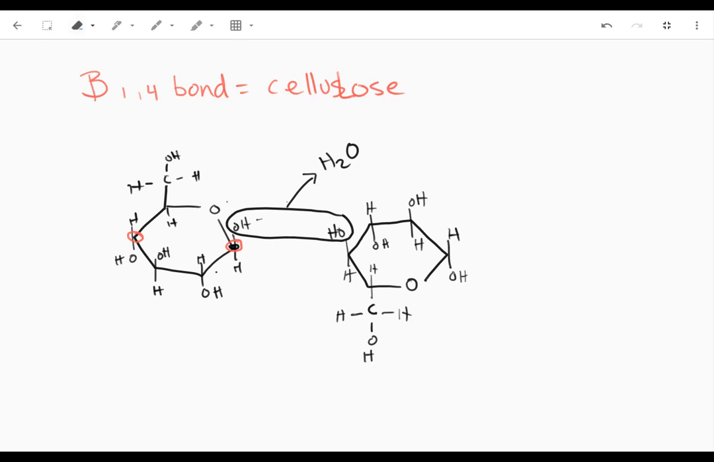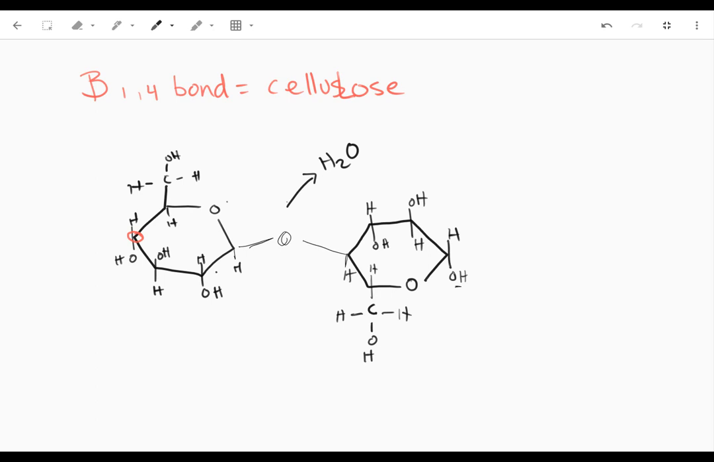Alright, so I'm going to erase those and draw those back in, and we'll see that we're left behind an oxygen. Okay, and we've undergone dehydration synthesis. Now the next molecule of beta glucose will turn right side up again because we need to get this hydroxyl group aligned with the other one.